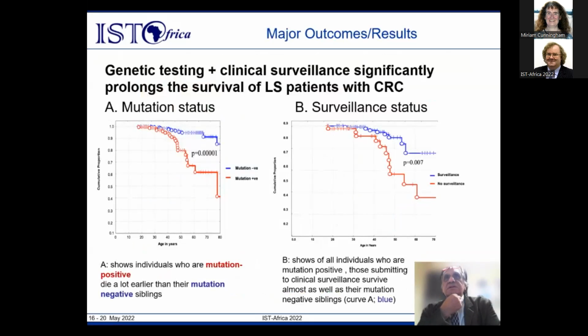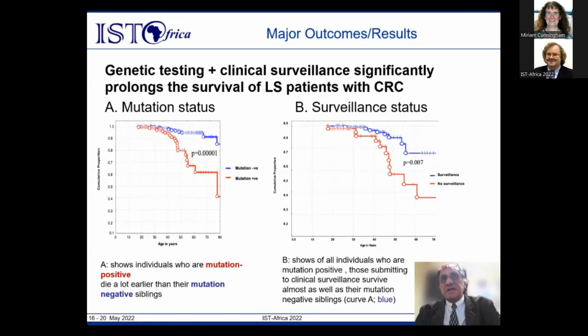In this slide, we illustrate the major outcomes of this kind of testing. This is a survival curve, and on the x-axis you see age in years, and on the y-axis you see the proportion of individuals one is looking at in a community. On the left graph, what I'm illustrating are individuals in blue, siblings who do not carry the mutation. You can see they lead a normal long life, compared to their siblings or relatives in red, who in fact are carrying the mutation, and you can see their lifespan is compromised pretty severely.